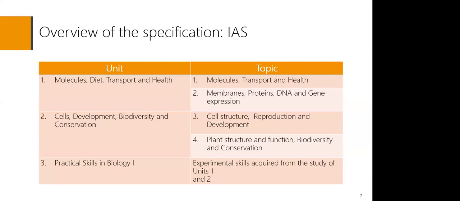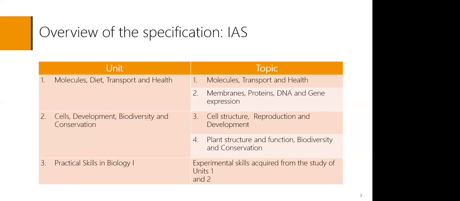Units 1 and 2 are each split into 2 main topics and themes. So you can see Unit 1 is molecules, diet, transport and health. So that is subdivided into molecules, transport and health is topic 1. And then topic 2 is membranes, proteins, DNA and gene expression.